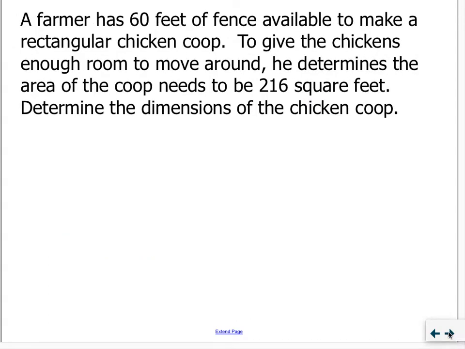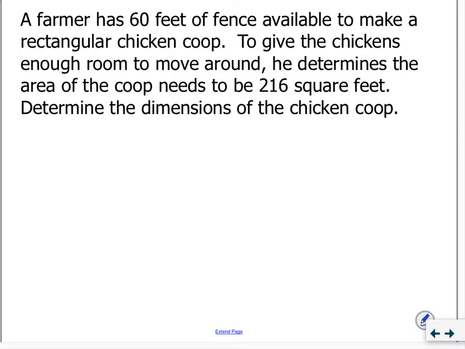This next one's one of my favorites. So there's a farmer, and he's got 60 feet of fence. And he's going to build a rectangular chicken coop from that fence. He's got 60 feet of it to use. Now, I guess however many square feet chickens need, he says he's got to give enough room to move around. So the area needs to be 216 square feet.